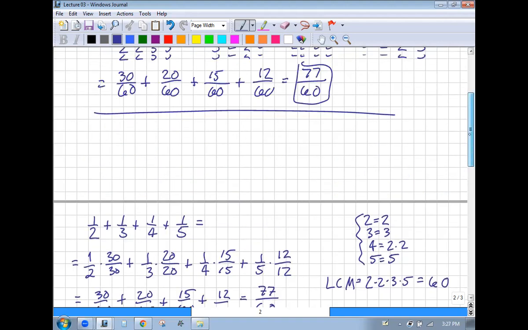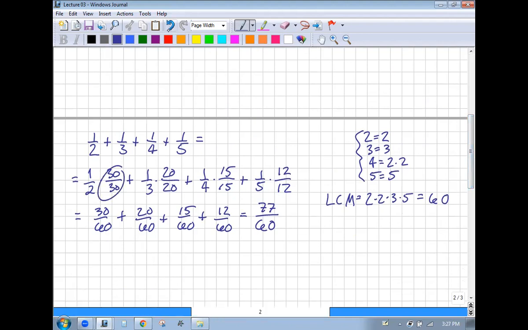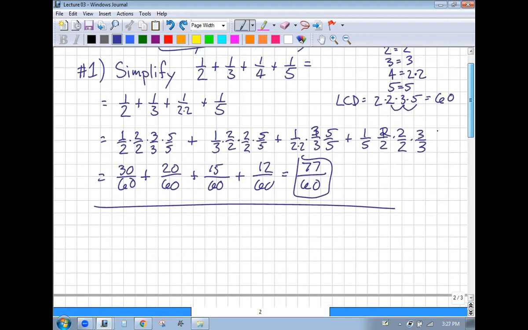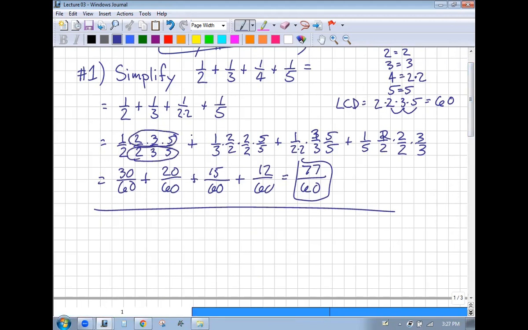I did a little different up here. Instead of writing 30 over 30, I just wrote it as a product of primes, right? This is 30, and so is this, right? That's 30 over 30. This over here is 20 over 20. I just wrote it as a product of primes, right?